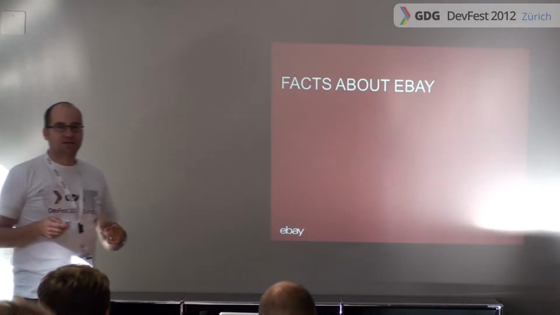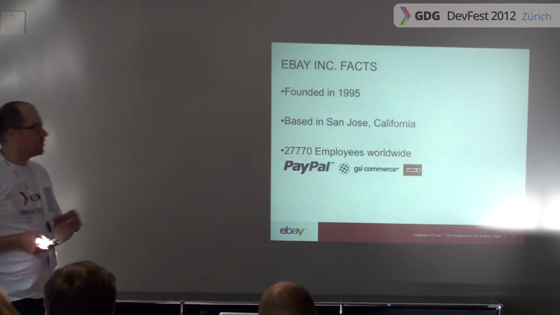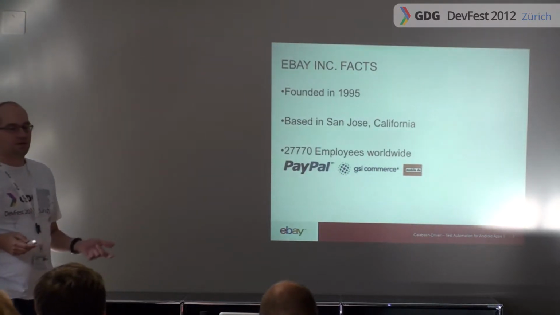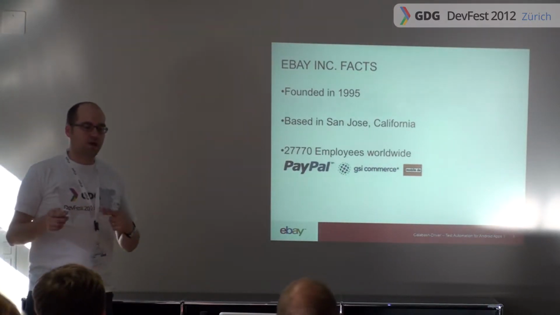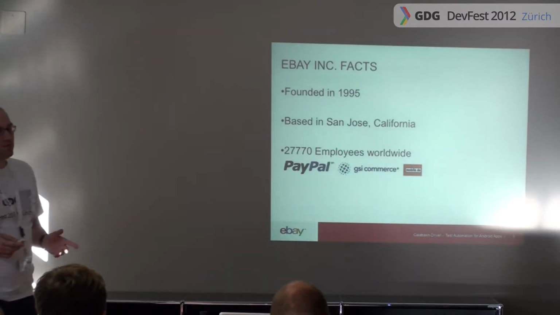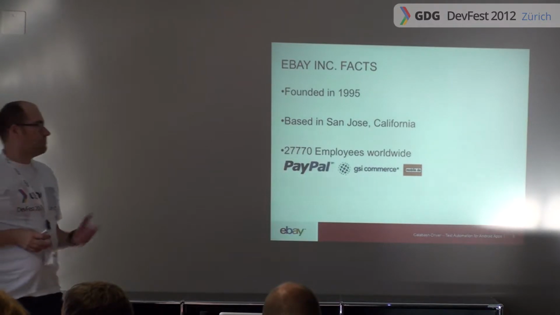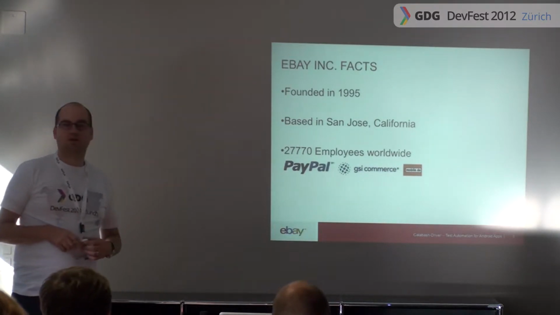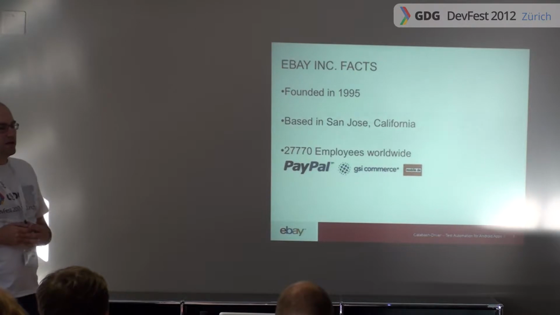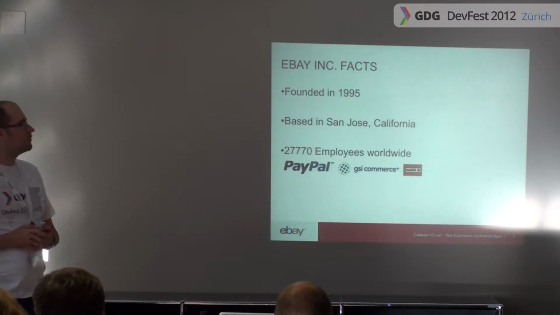Just before I start, some facts about eBay. We're a very young company. We're based in California, and overall we have about 28,000 employees. That sounds like a lot, but PayPal, GSI Commerce, and Mobile.de are also parts of the eBay family, and that's where the number is coming from.